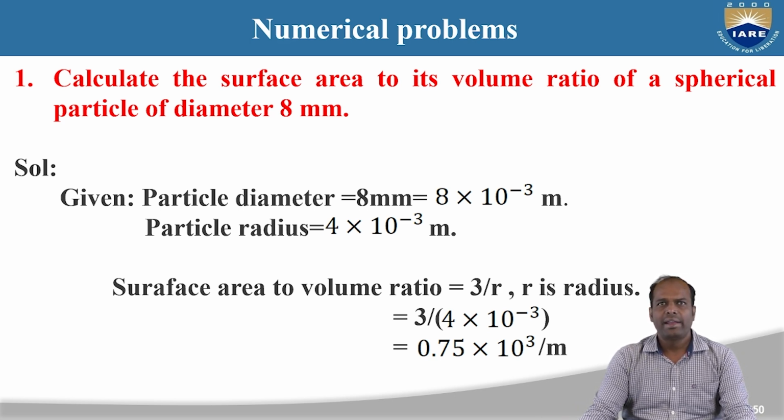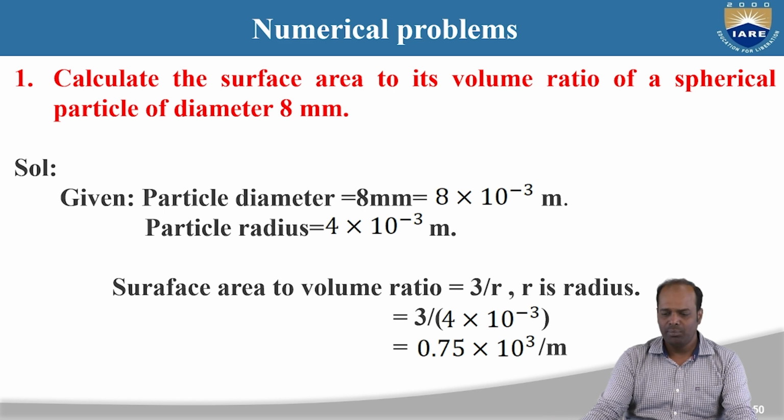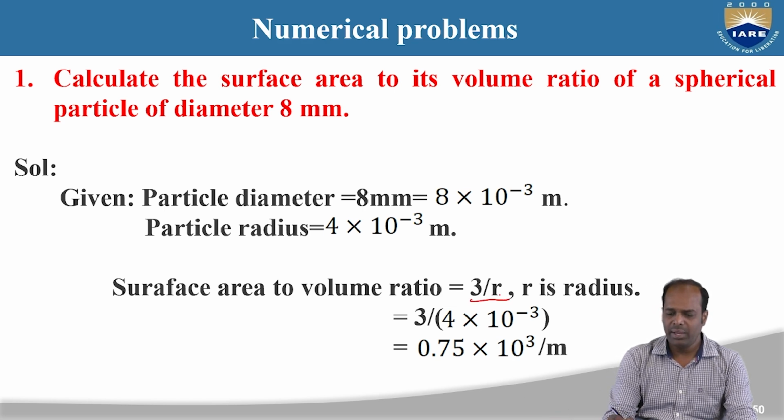First question is to calculate the surface area to volume ratio. So what are they asking to find out? Surface area to volume ratio. What is the formula? 3 by R. And what is given? The surface area to volume ratio of a spherical particle with diameter. So they have given the diameter, not the radius. The surface area to volume ratio formula is 3 by R.